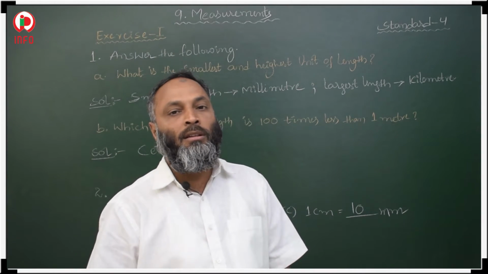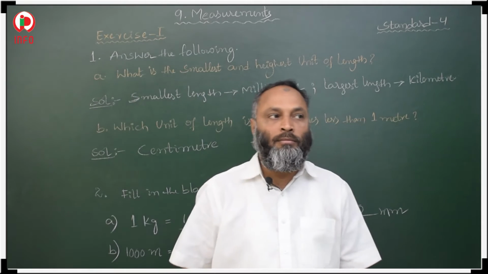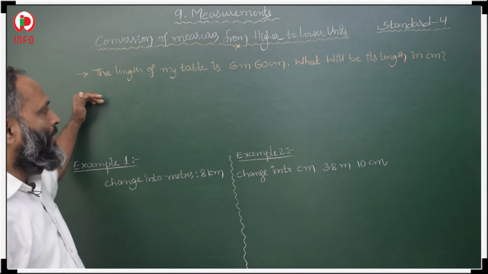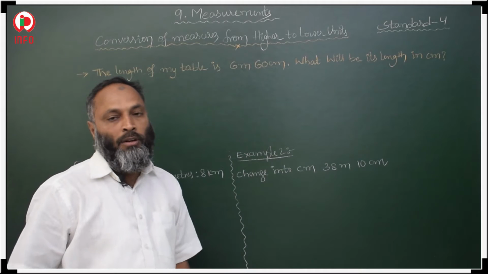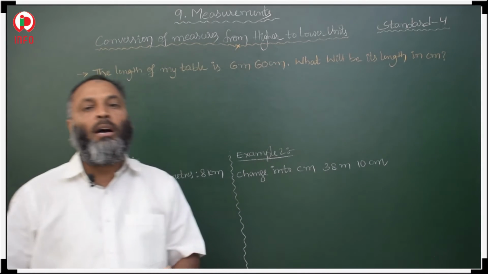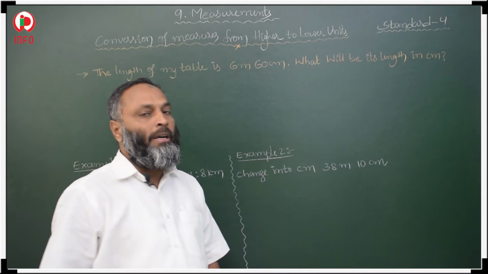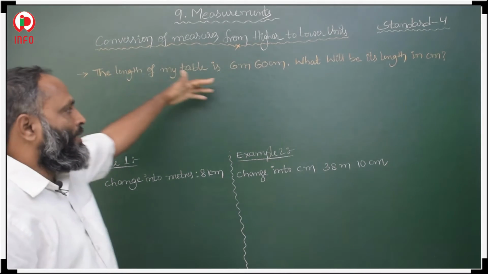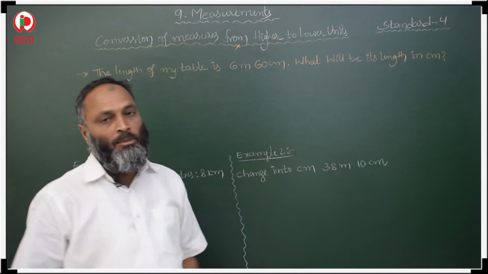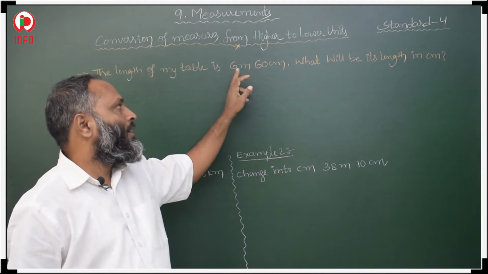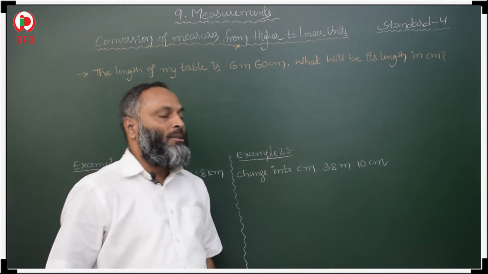Okay students. Now see here, next topic: the conversion of measures from higher to lower units. How to convert higher units to lower units. The first question: the length of my table is 6 meters and 60 centimeters. In your textbook it is given as 5 meters, so make it 6 meters.